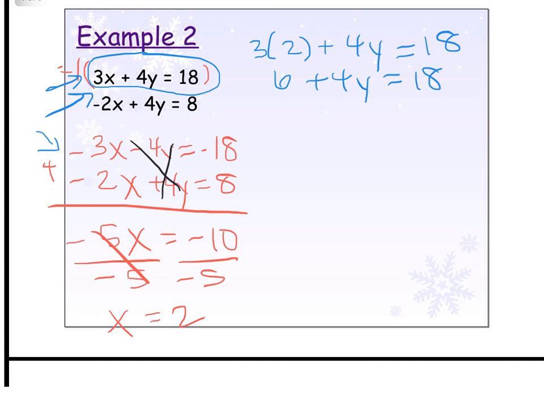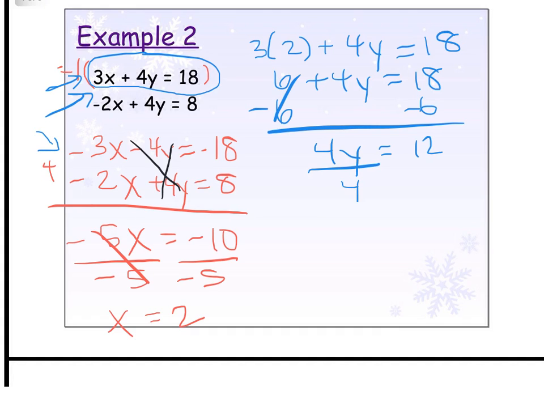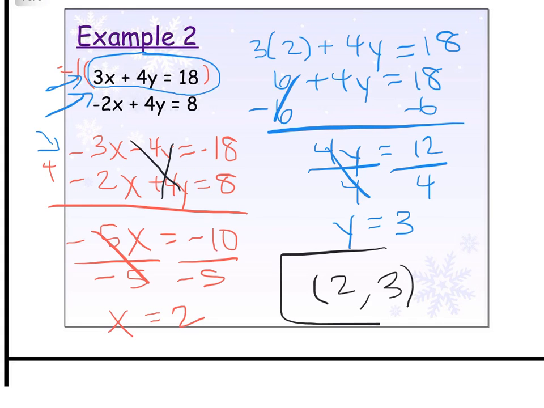From here, you guys should know what to do. If you want to pause it and do it on your own, you could. Also, I'll go through the steps. So subtract 6. 4y is equal to 12, and I divide out my 4. So y is equal to 3. My final answer is an ordered pair, so I'm going to write it as 2, 3.